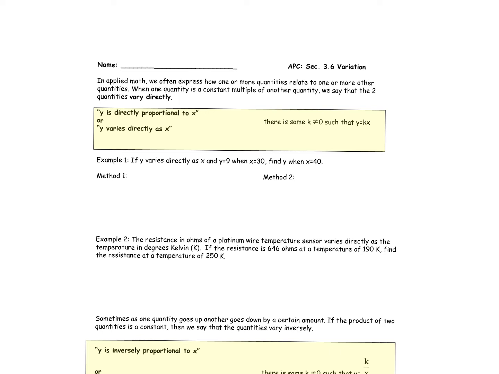And if we look at this yellow box here, if y varies directly as x, then we could say that y equals kx, where k is our constant of proportionality for that particular instance. So in a given relationship, we could always find that constant. So that's going to be method one.